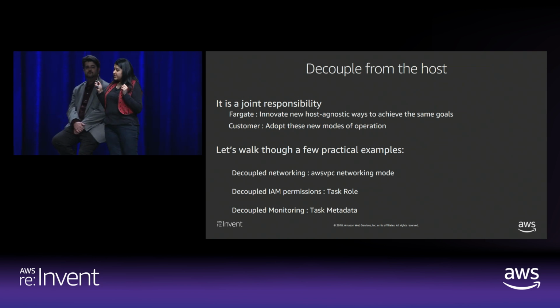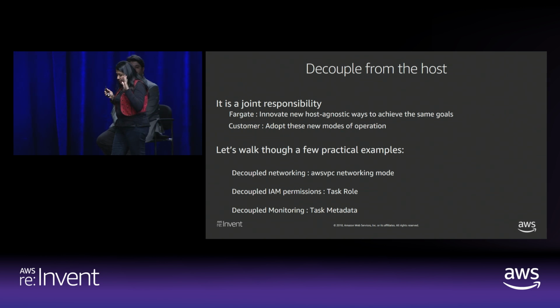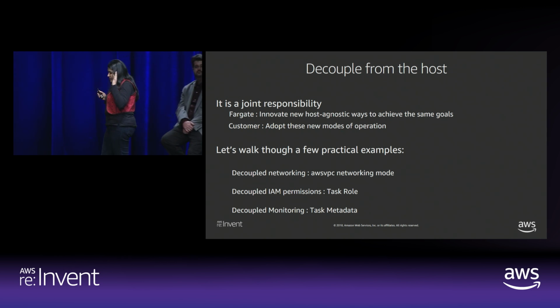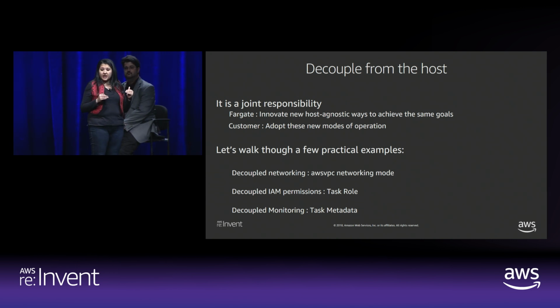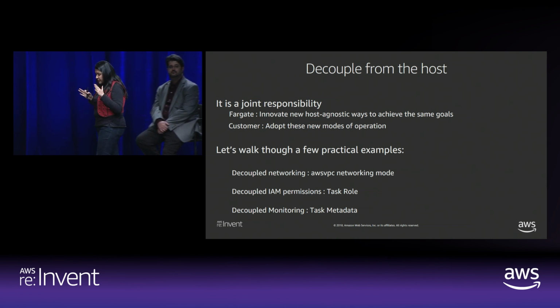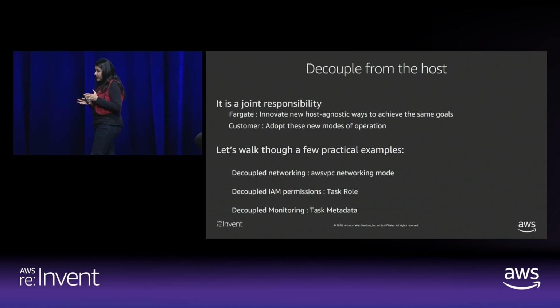So we're going to use these three examples. I'm going to talk about how we decoupled your application's networking from the underlying host. I'll talk about how we decoupled the permissions model for your application from the underlying host, and finally, how we decoupled monitoring for your application.